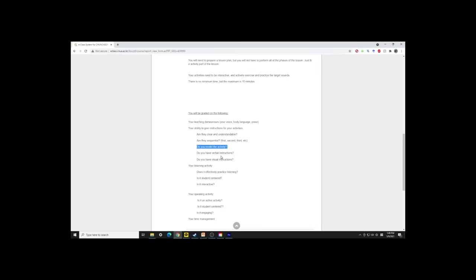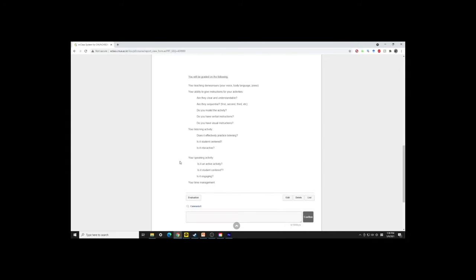That's very important. Show the activity, show the students what you're going to do, what they're going to do before they do it. Do you have verbal instructions? And do you have visual instructions? And then for your listening activity, does it effectively practice listening? Is it student-centered? Is it interactive?